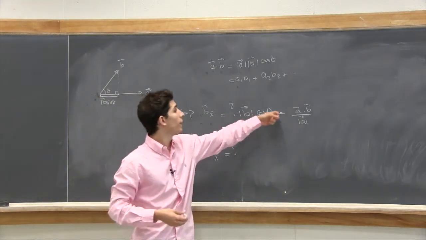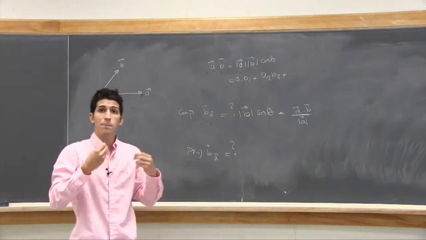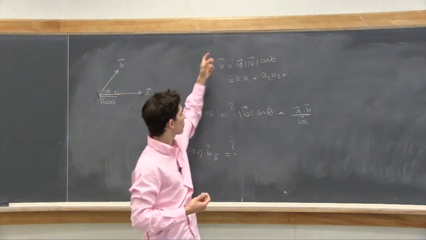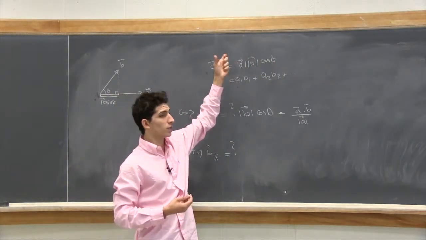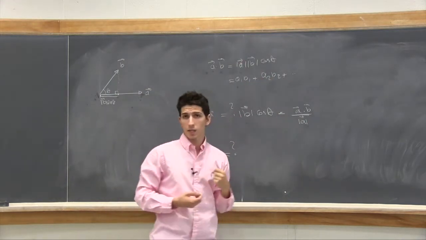And again, I got it just by looking at the figure and looking at what the component of B along A means. It's just B cosine theta. And then I use this formula: A dot B is the magnitude of A times the magnitude of B times cosine theta to get this guy.